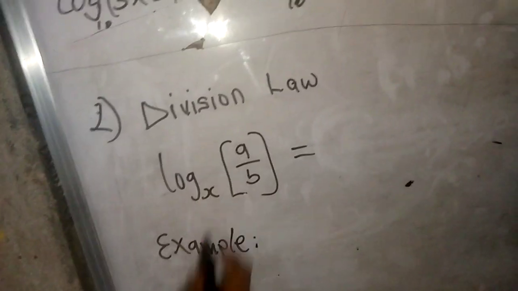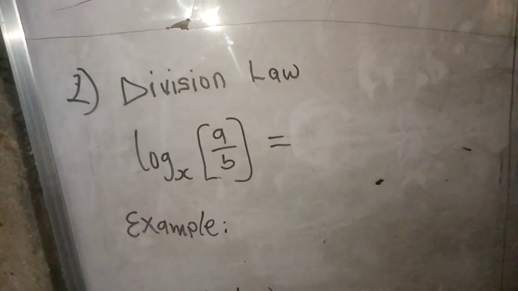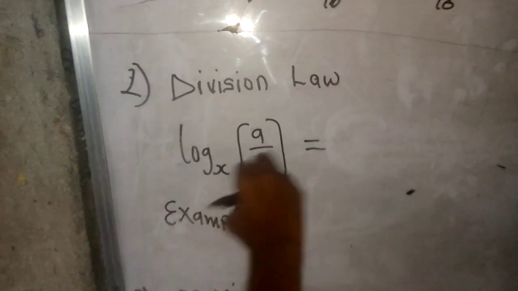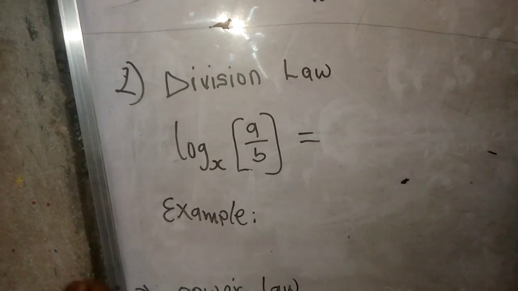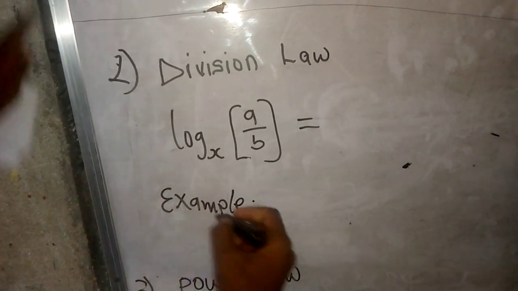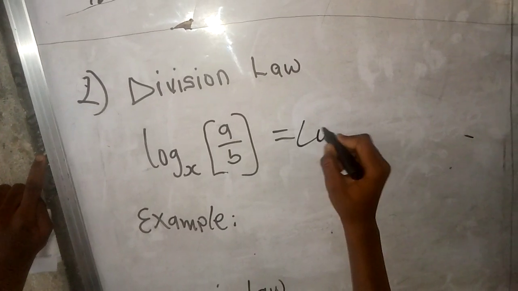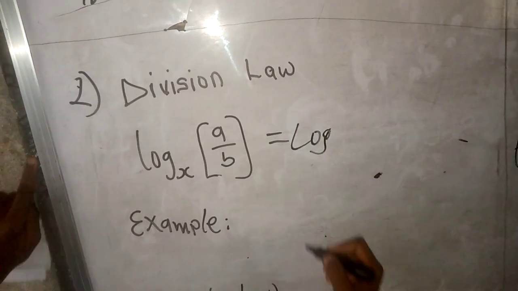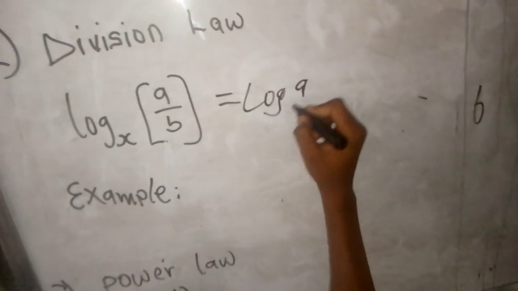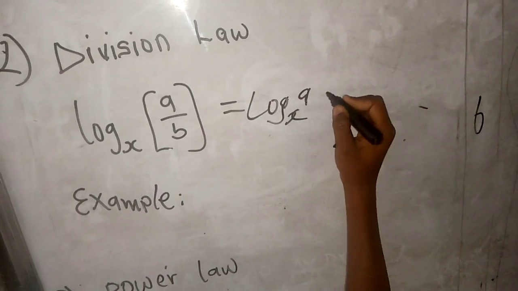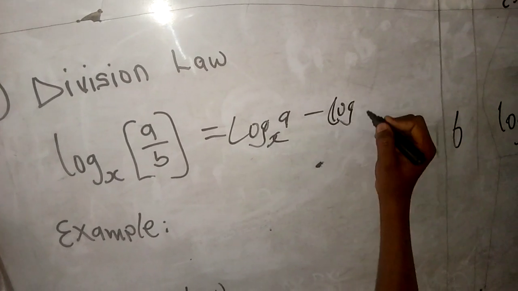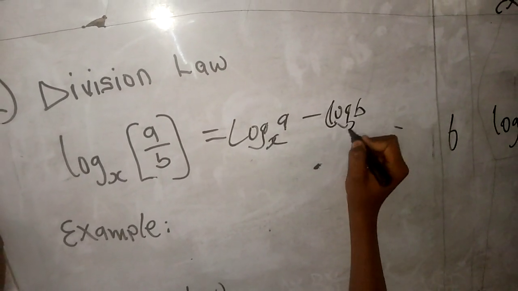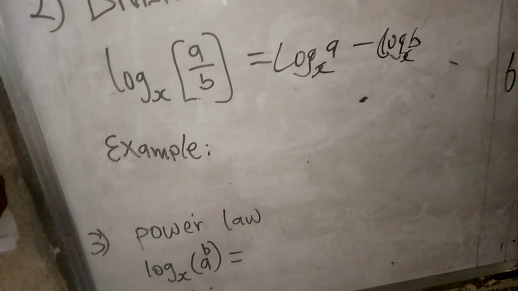Moving on to our next law, the division law. In the case when you see a divide sign, you have to subtract. So how do you do it? You have log a in base x minus log b in base x.